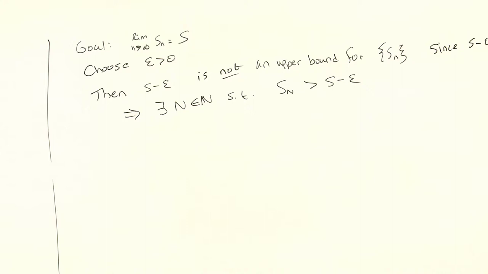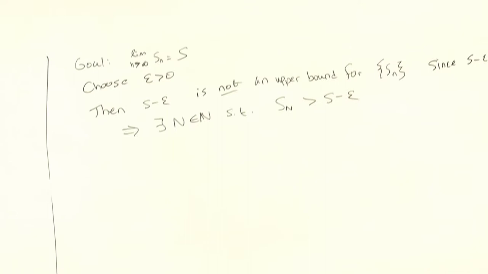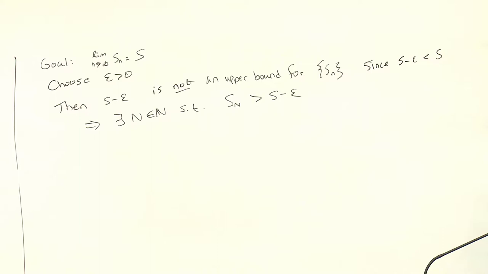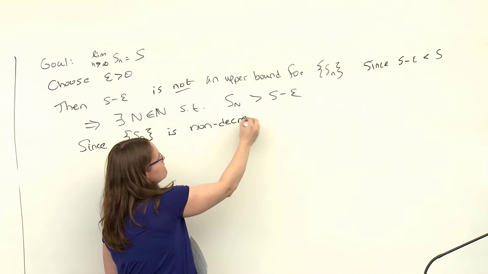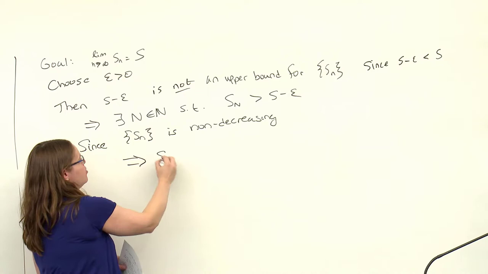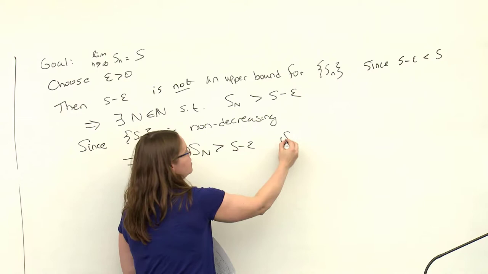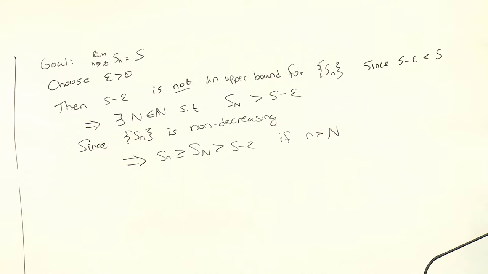Now if we had a general sequence, it could climb above this point, but then drop below it again and maybe try to converge to some other value or maybe try to not converge to anything. But we have this extra bit of information that our sequence is not allowed to go down from here. It's allowed to stay the same, it's allowed to go up. It's not allowed to go down. So since Sn is non-decreasing, that implies that Sn is bigger than or equal to capital SN whenever n is bigger than capital N. It stays within an epsilon neighborhood of S, at least from one direction.